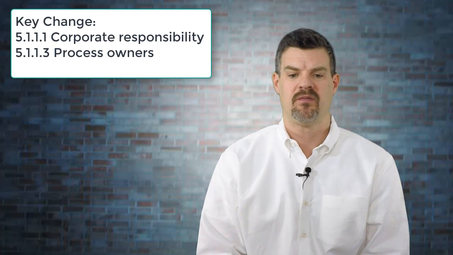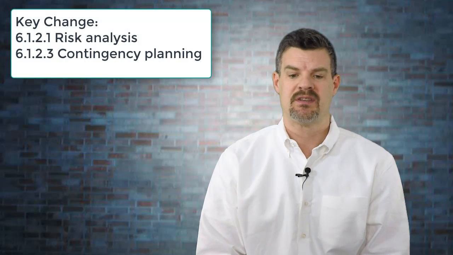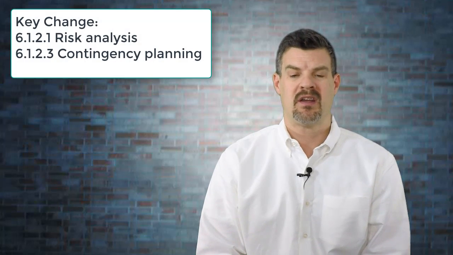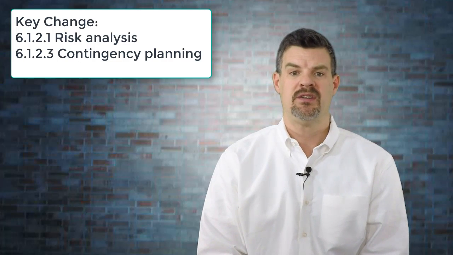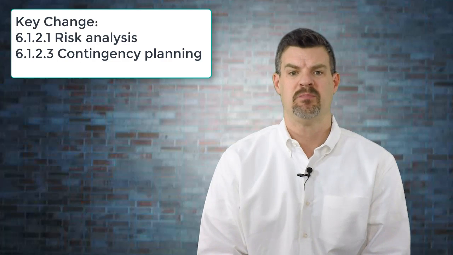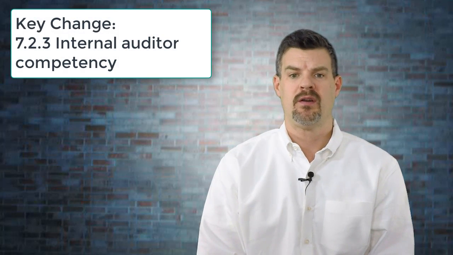So we see that use of process owners as a role within the maintenance and improvement of the QMS. Clause 6, we see risk analysis and also an expanded section and some expanded controls related to contingency planning. So contingency planning has been in TS 16949, but is expanded quite a bit in Clause 6. Clause 7, we see additional requirements for internal auditor competencies.